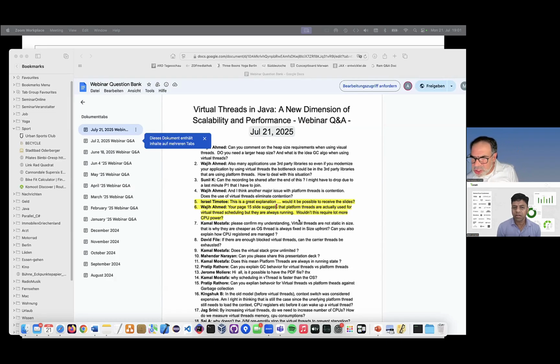Second part of your question. Actually, question 7, the second part. Marwan, you have to look at question number 7. Number 7, okay. Can you explain the CPU registers?